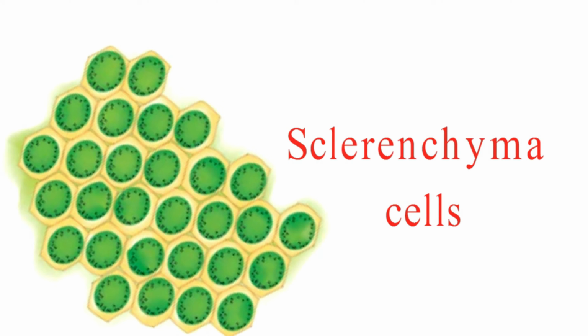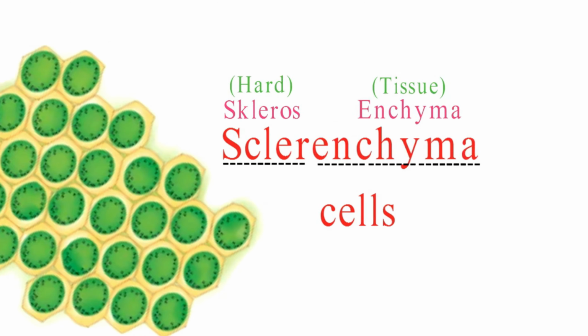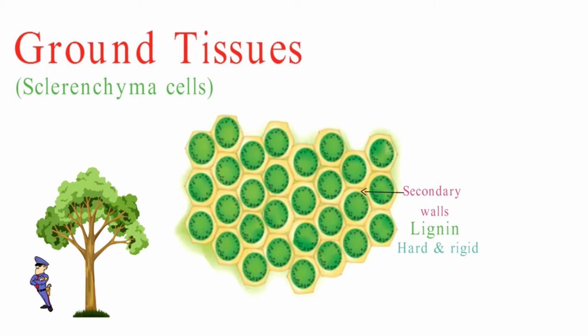Last but not least, sclerenchyma cells. The term sclerenchyma is derived from the Greek words skleros, meaning hard, and enchyma, meaning tissue, aptly describing the function of these cells in providing hardness and rigidity to plant structures. These cells are specialized with thick secondary walls made of lignin, making them rigid and tough. These cells act as plant bodyguards. Their tough walls protect plant tissues from herbivores and pathogens.